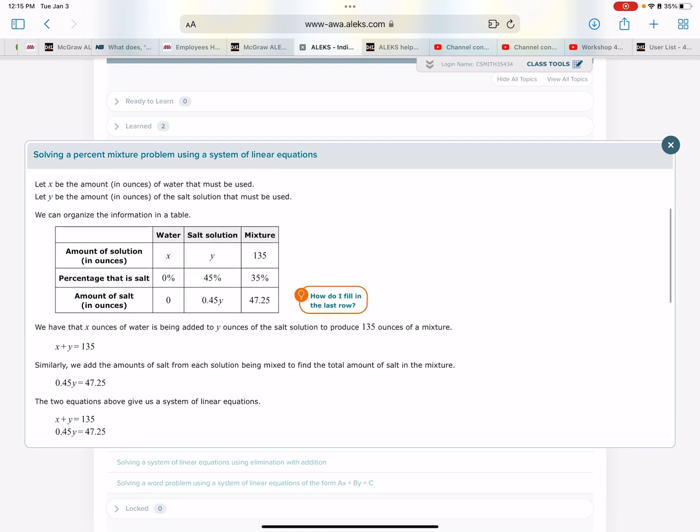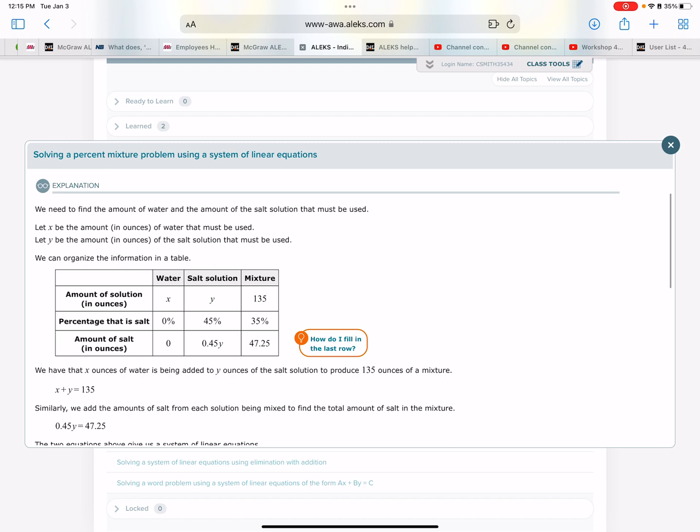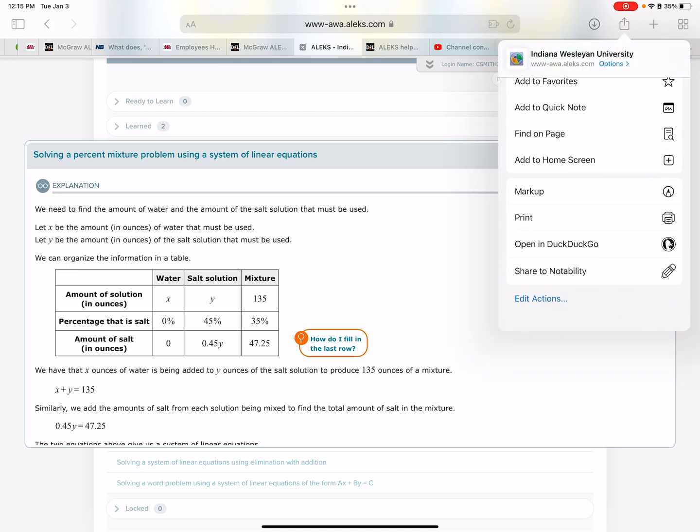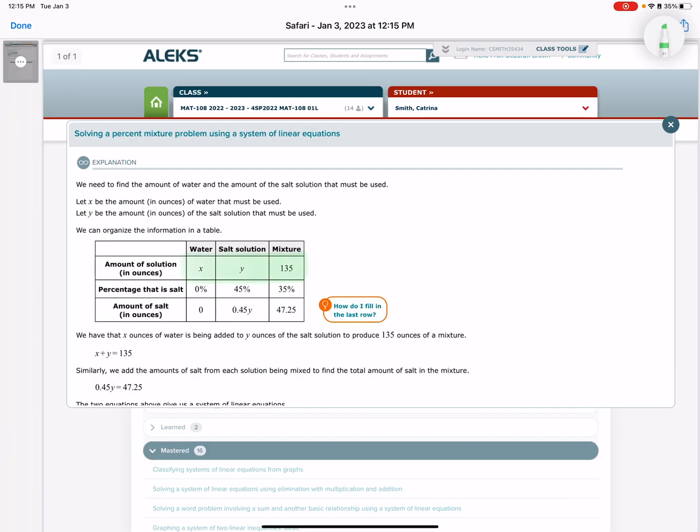The easiest way to do this is to say, okay, I don't know my water, I don't know my salt, but I do know the total mixture is 35 ounces. So x plus y is equal to 35. Honestly, this is what I always show my students: there's my first equation right there. And right here I have my second equation, because I don't have any salt in my water, but I have a 45% salt solution in my salt. So I have 0.45y, and that's 47.25. So now those are my two equations.